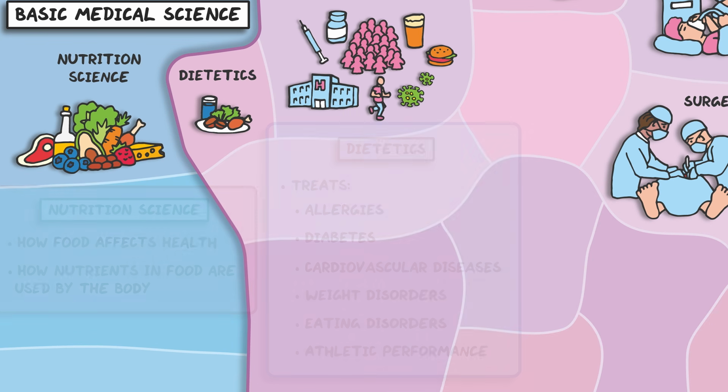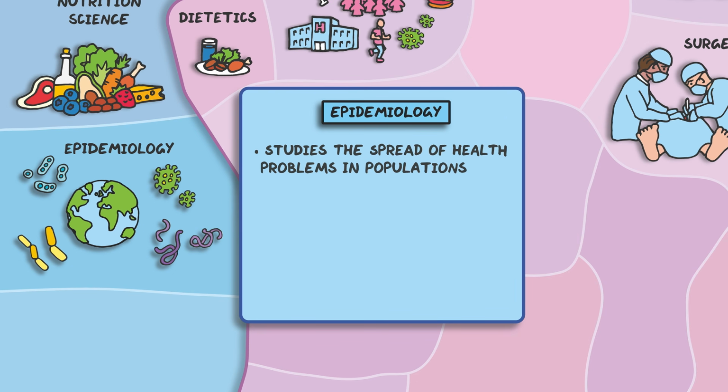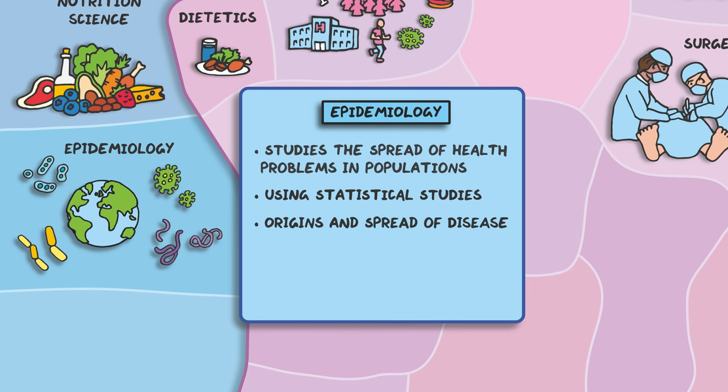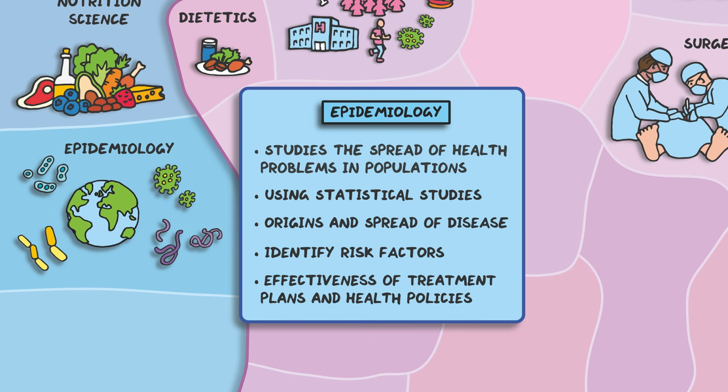Another important element of public health is epidemiology, which studies how health problems spread in populations or tracking which populations have them, something we're all very familiar with since the COVID-19 pandemic. Epidemiologists use statistical studies and scientific methods to investigate the origins and spread of diseases or other health events in whole populations, and not just in humans. They try to identify the risk factors for a disease and work out how effective different treatment plans will be, as well as measuring the impact of health policies on the population.